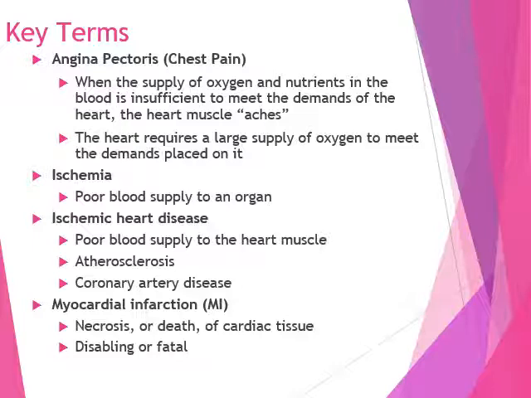The heart requires a large supply of oxygen to meet the demands placed on it. Now let's talk about ischemia. What is that? That's poor blood supply to an organ. Ischemic heart disease is poor blood supply to the heart muscle. Atherosclerosis and coronary artery disease. Then myocardial infarction, or heart attack, which I'm sure you all have heard before. This is necrosis, or death, of cardiac tissue. It can be disabling or fatal.